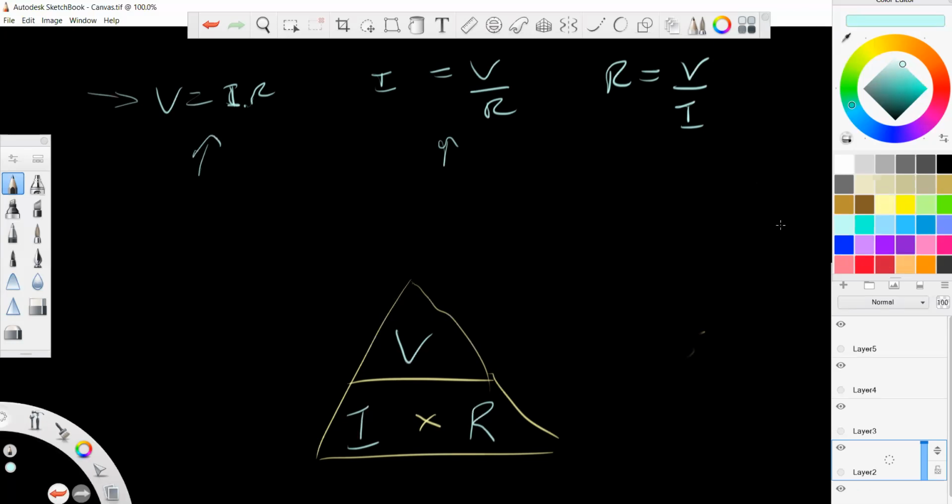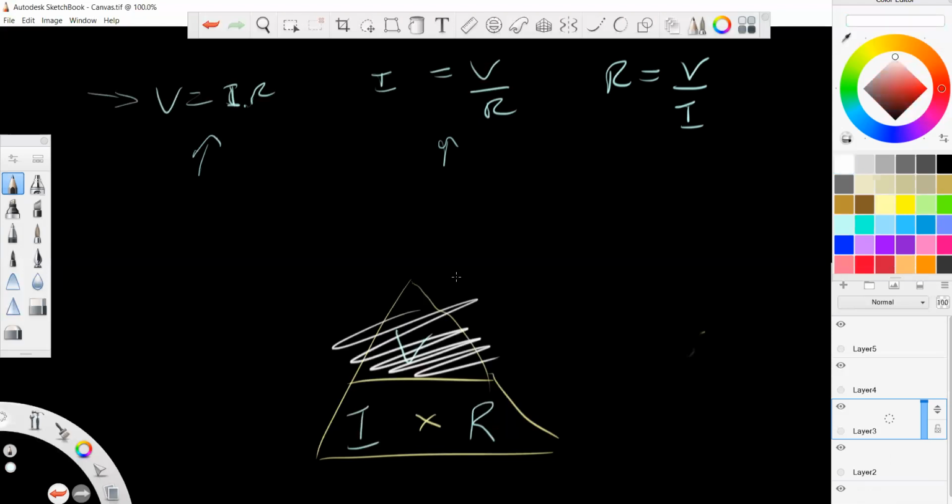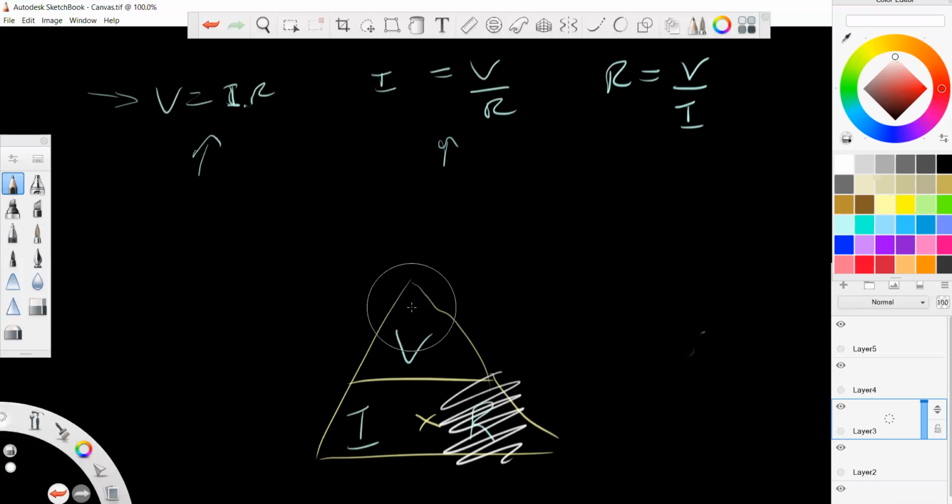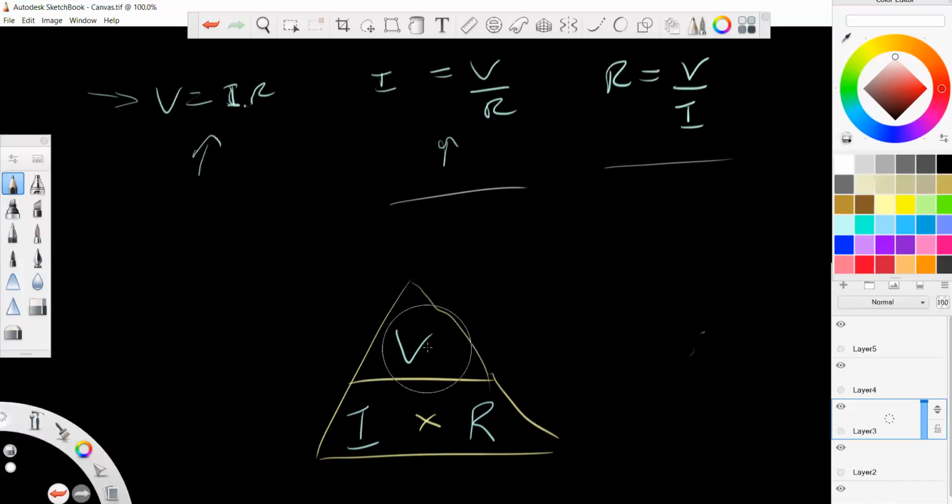Okay, and so this has to be correct if I cover up what I want to find. So now if I cover up V, it says it's I times R. But look, if I cover up I, it says it's V divided by R. And if I cover up R, it says it's V divided by I. And you can see that that matches each of these equations.